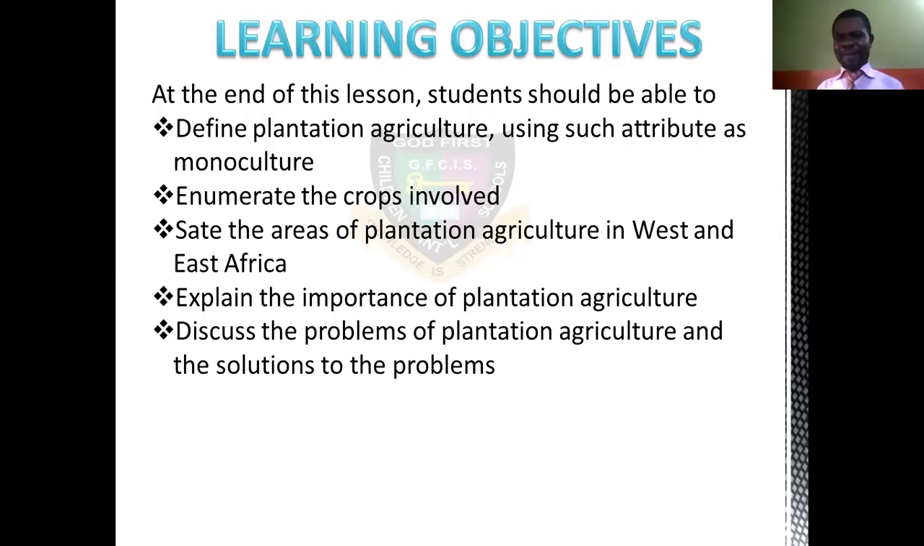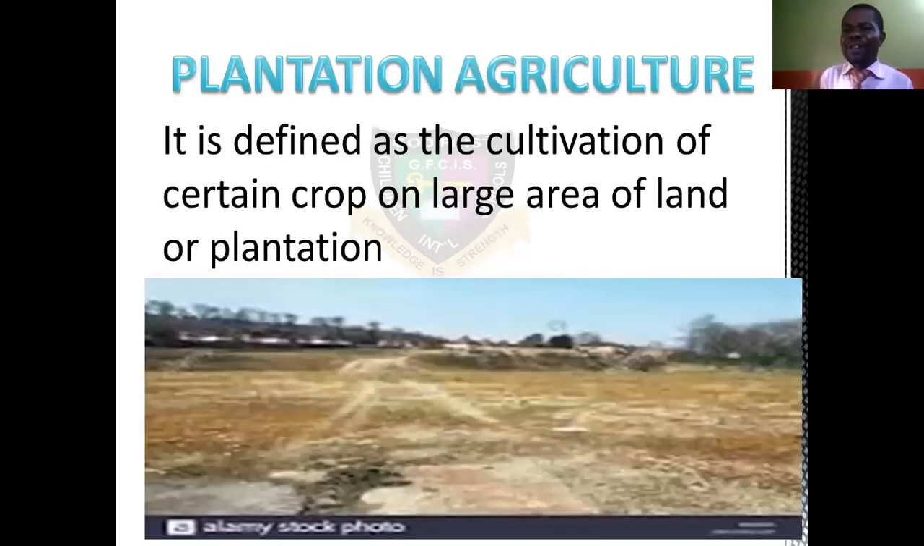Let us look at the business that brought us, that is the plantation agriculture itself. That's the content. Plantation agriculture simply means cultivation of certain crops on a large area of land. That large area of land is called a plantation.